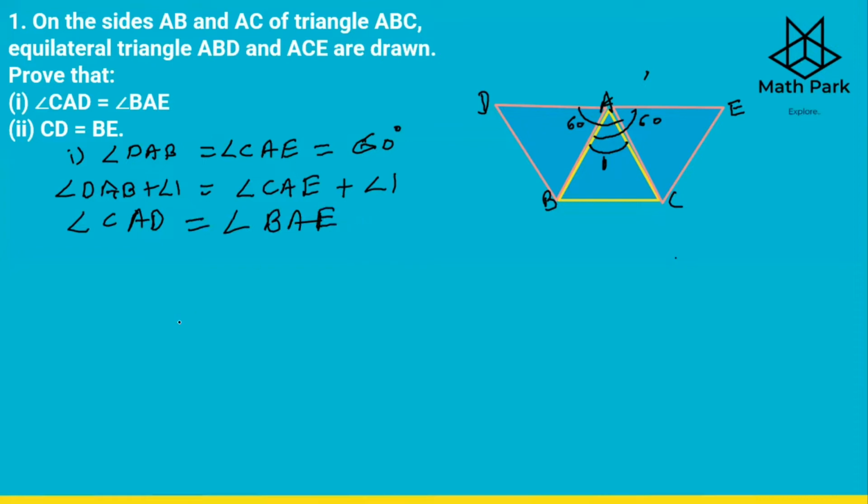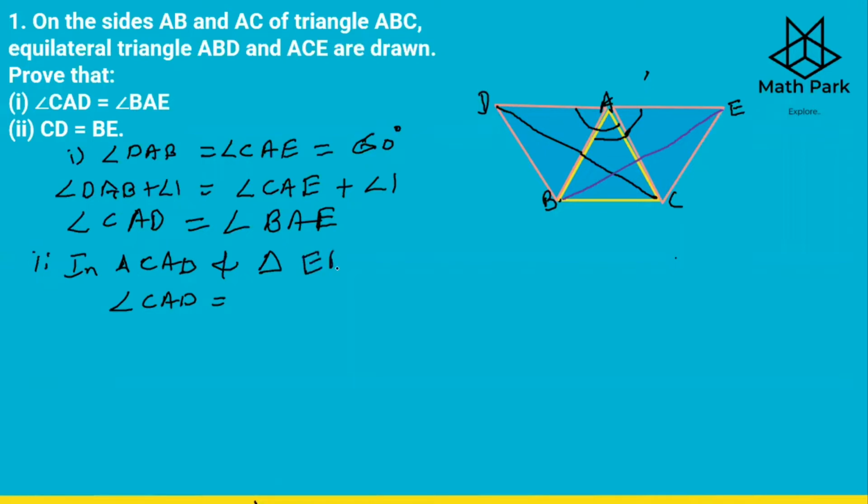Clear? Now in the next part, we have to prove CD is equal to BE. Now to prove CD and BE equal, we need to understand which triangles we have to prove congruent. That is the thing we have to properly observe. So let us start with triangle CAD congruent to triangle EAB. Now in triangle CAD and EAB, you have already proved angle CAD is equal to angle EAB. This you have proved above.